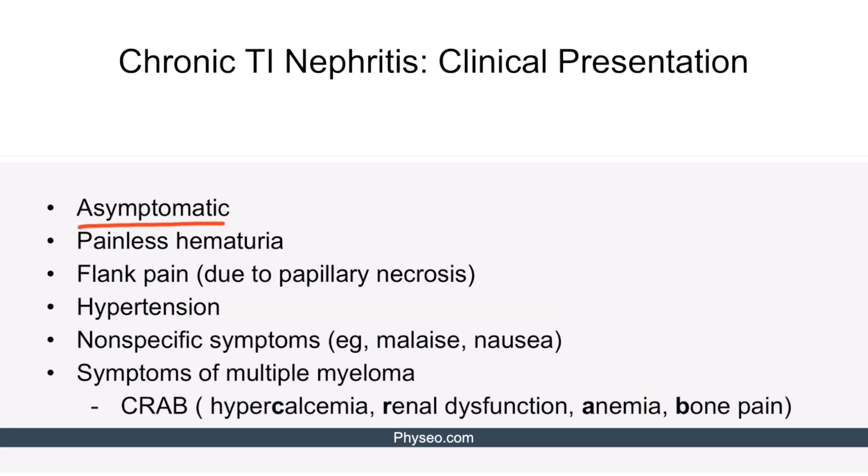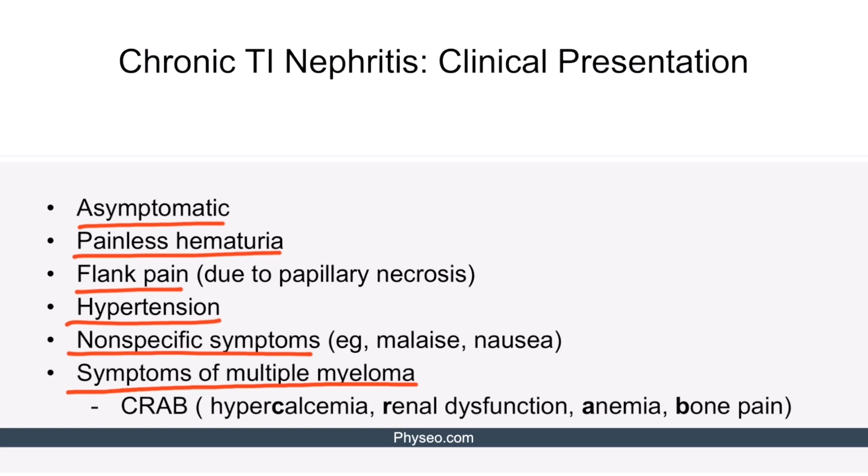Most patients are asymptomatic, but some may develop painless hematuria and colicky flank pain due to papillary necrosis. Hypertension develops later in the disease course due to chronic renal damage. Non-specific symptoms such as malaise and nausea may also be present. Patients with multiple myeloma will present with CRAB findings, which refer to hypercalcemia, renal dysfunction, anemia, and bone pain.